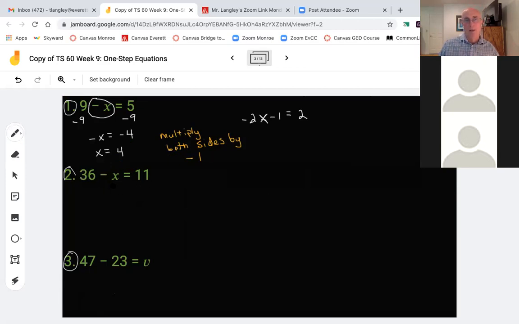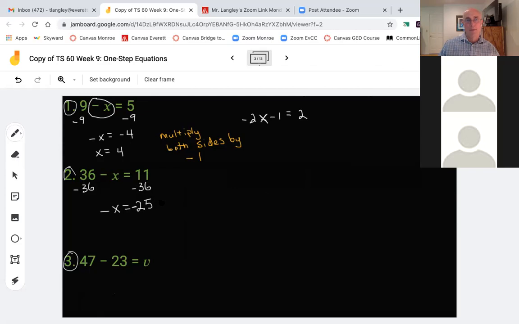Right away, I'm paying attention to this. Oh, that's a minus x. Okay, so I'm going to have to do that extra step. If I get rid of the 36 by subtracting it from both sides, minus 36 here, that gives me minus x equals, what is 36 minus 11? It's 25. And it's a negative, negative 25, because with a minus 36 and a positive 11, you subtract and keep the sign of the greater number, okay?